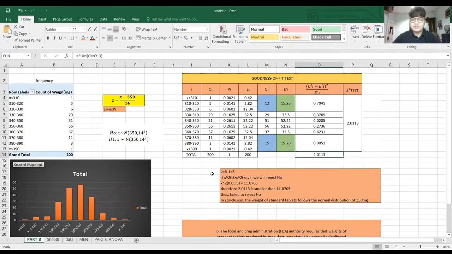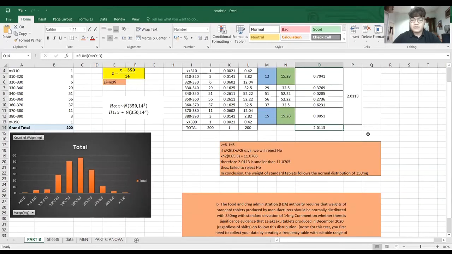The next part is to find the value of V. The value of V is 6 minus 1, which is 5. And then we can get the value of x squared alpha, V, which is 11.0705. In this case, the alpha is 0.05. Therefore, we can observe that the value of the x squared test is smaller than the value of x squared alpha, V.